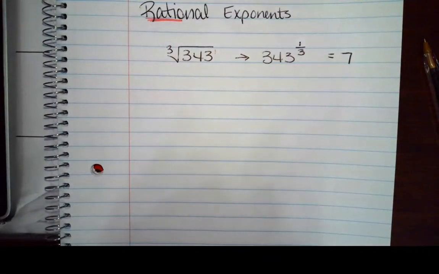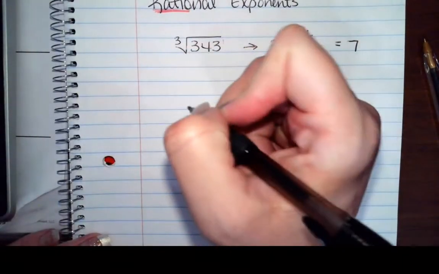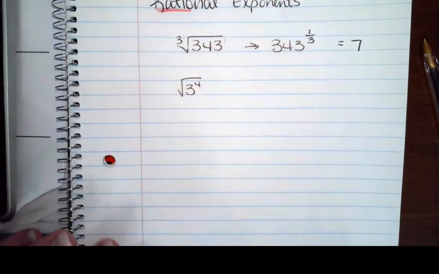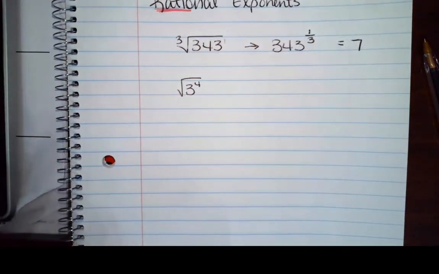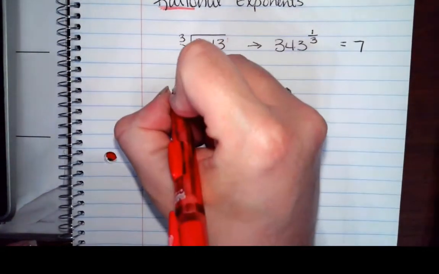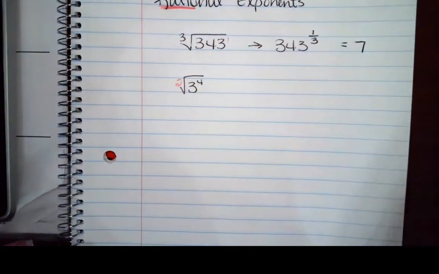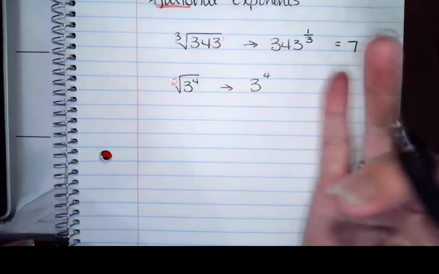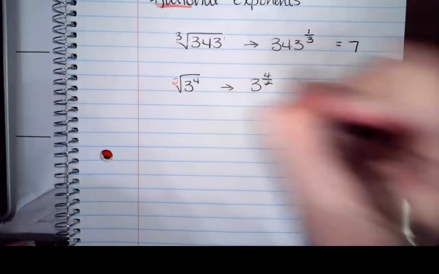So let's try another one. We have the square root of 3 to the 4th. So I want to write this using rational exponents. So first of all, what's implied? My index is implied to be 2. So that means I've actually got a 3 to the 4th power, but I'm taking a square root.